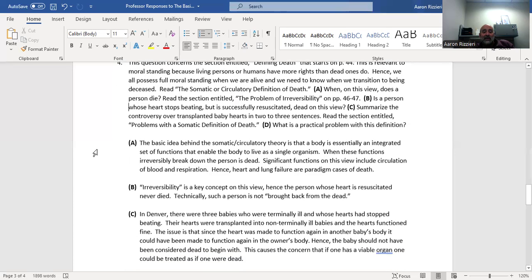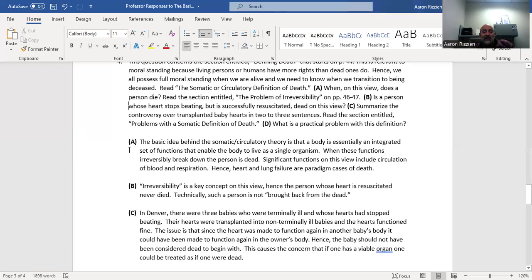When on this view does a person die? So let's just do that one first if you drop down below here. The basic idea behind the somatic or circulatory theory is that a body is essentially an integrated set of functions that enable the body to live as a single organism. When these functions irreversibly break down, the person is dead. Significant functions on this view include circulation of blood and respiration. Hence, heart and lung failure are paradigm cases of death on this view. Okay, let's look at part B here.